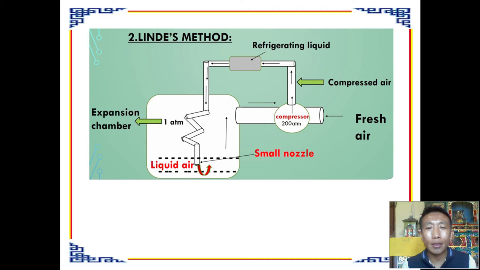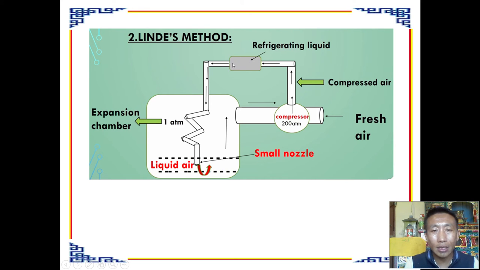Next one is Linde's method. In Linde's method, we pass the air into a compressor chamber, and here you will see that the gas is compressed at very high pressure, around 200 atmospheric pressure. In this chamber, the gas is compressed and then allowed to pass through a small tube, which has been connected with a refrigerating liquid. The function of this refrigerating liquid is to absorb the heat.